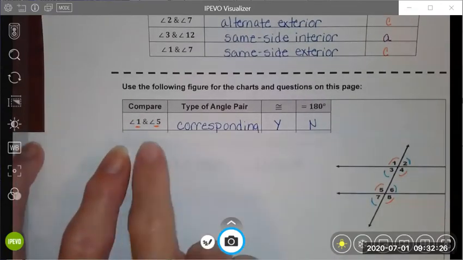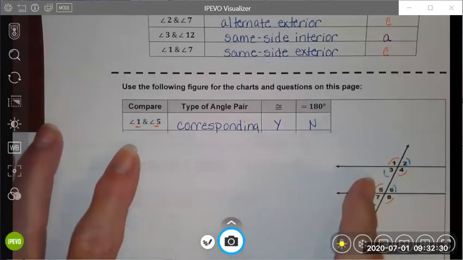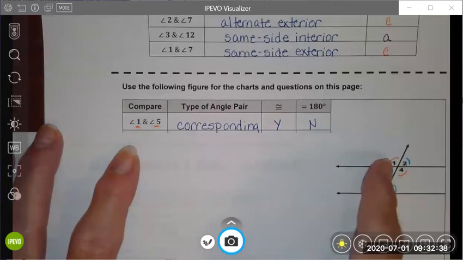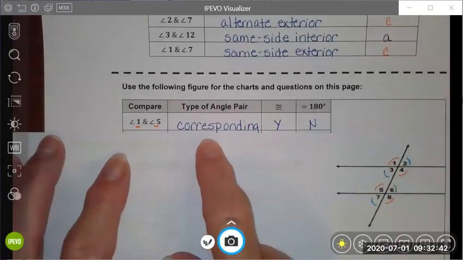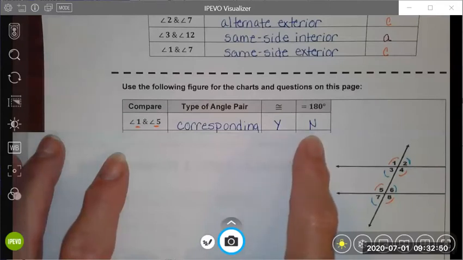What I'd like you to do is identify the angles, angle 1 and angle 5. These are both on the top left of a line and its transversal, so top left of this cluster, top left of this cluster. Therefore, I dub those to be corresponding angles. I believe that corresponding angles are going to be congruent and not supplementary.